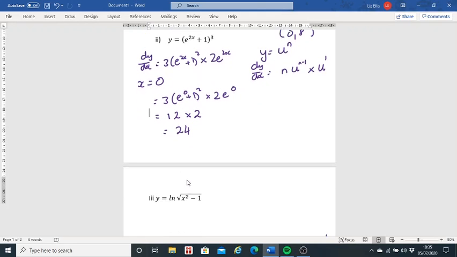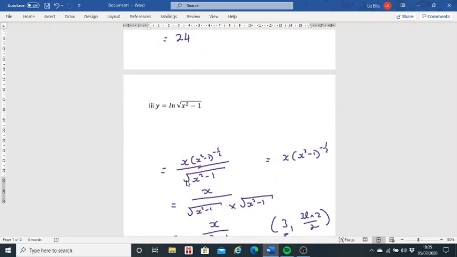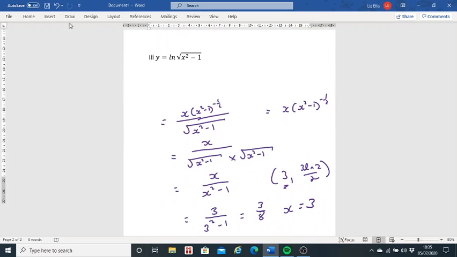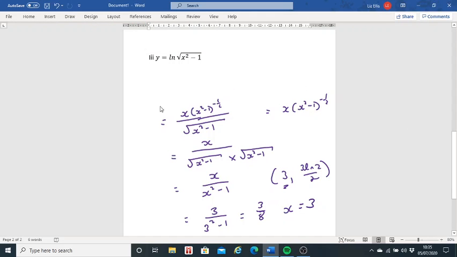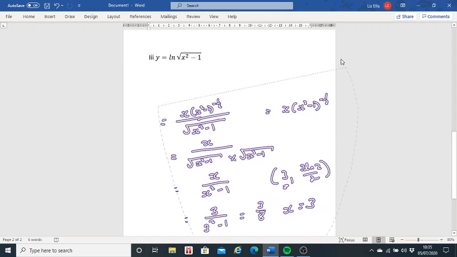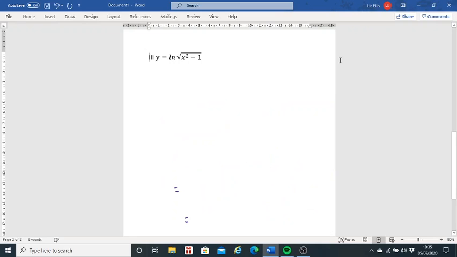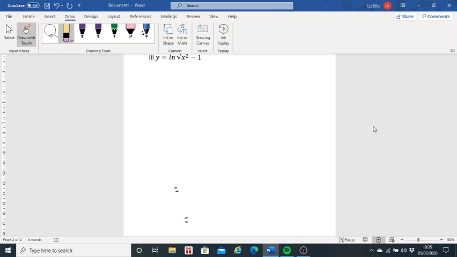In the third one, I've still got my old workings out here. I was playing around with this before I started making this video. Let me get rid of all that for you. In this one, we're going to use the chain rule, but using ln's. So let's have a look at how to do it.